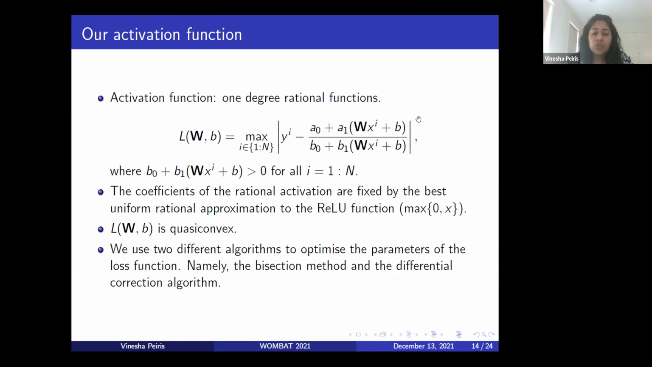Now, if you want to increase the degree of your rational function, even though you fix the coefficients of your rational function, the corresponding optimization problems will be very hard to solve. So as a preliminary study, I'm going to stick with 1 degree rational functions here.